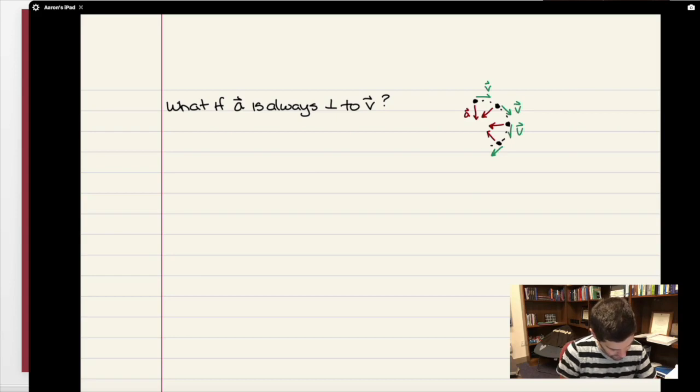And so on. All the while, acceleration points inward.